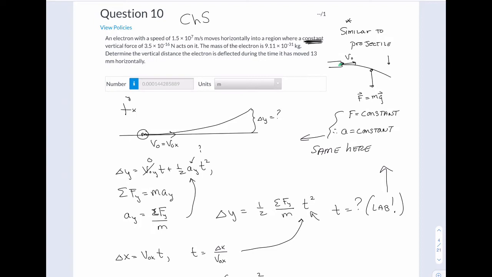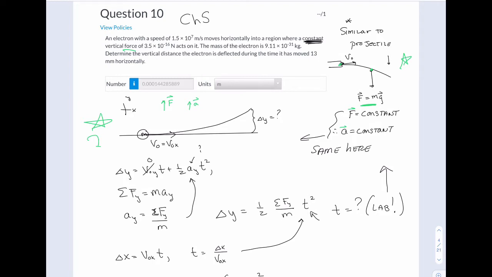Here's your projectile, shot to the right. There's always a constant force of mg downward. And if the force is constant, then the acceleration is constant. That's what's happening here. They tell you you have a constant vertical force. So there's this constant vertical force, which means you have a constant upward acceleration. So if you take this whole picture and you flip it over, it looks like the projectile. So I'm treating it like a projectile. Well, essentially that's what it is. It's acting like a projectile.